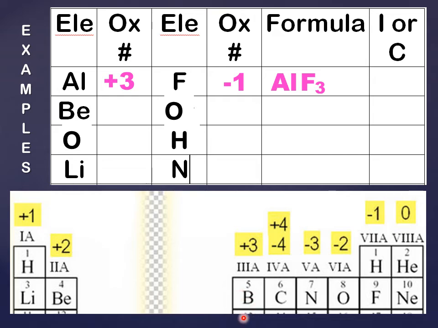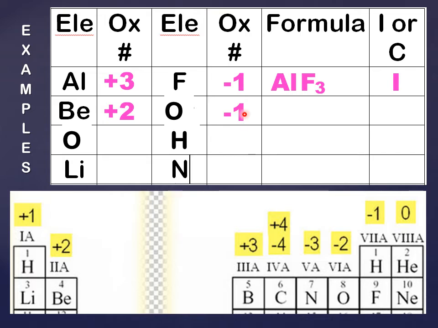The negative ion second, the charge of the positive one. Ionic or covalent? So do we have a metal here? Well, aluminum is on the left side of your zigzag line, so that is a metal, so this would be ionic. Okay.